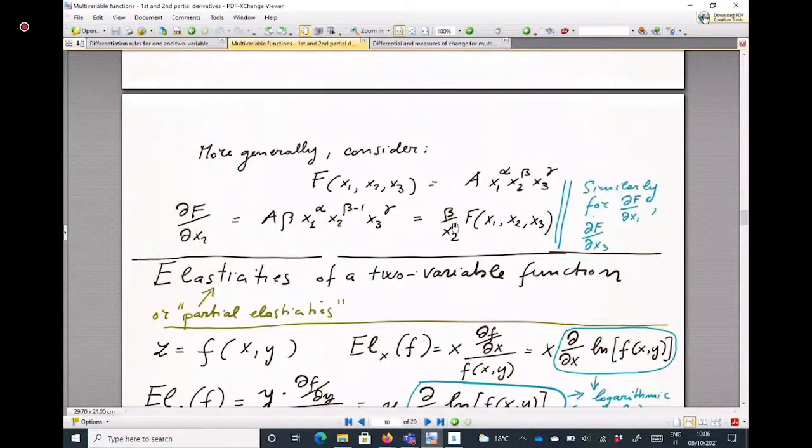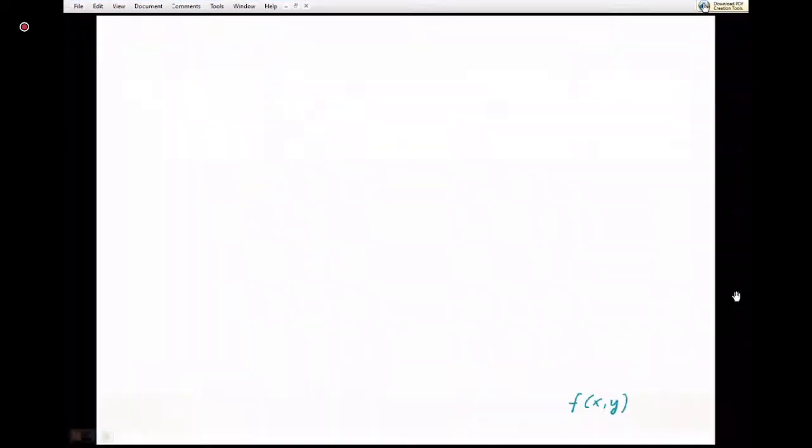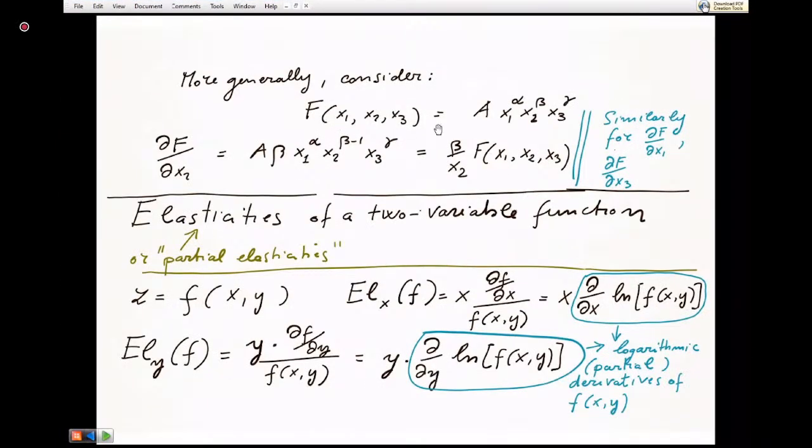What about the case of a three variable function or an n variable function of power type? Nothing difficult.